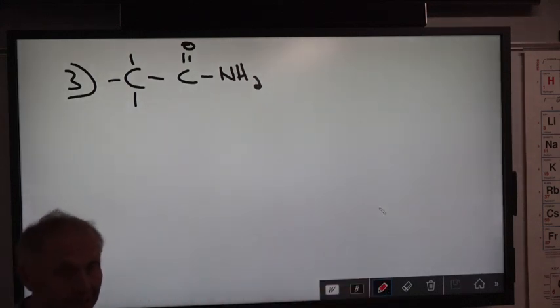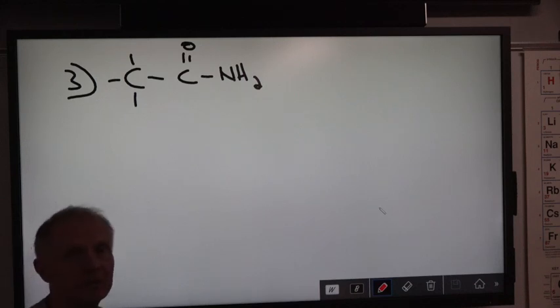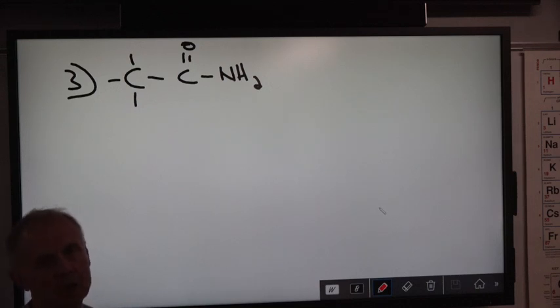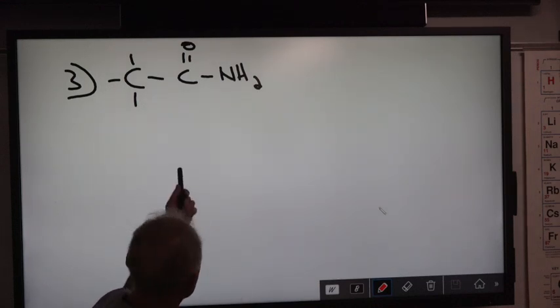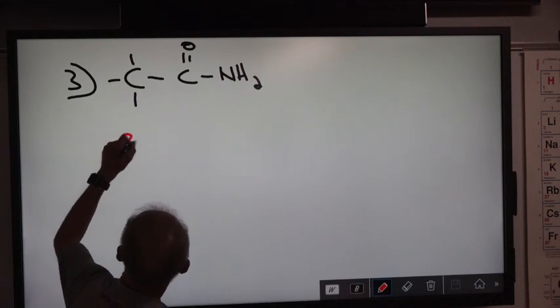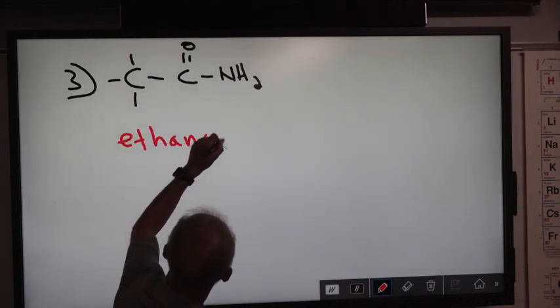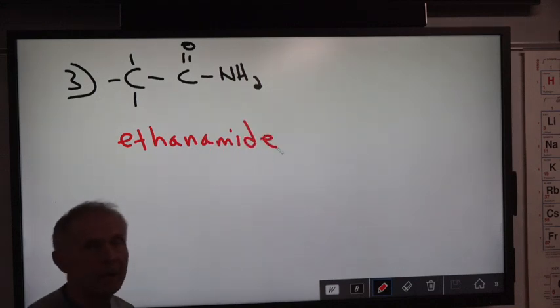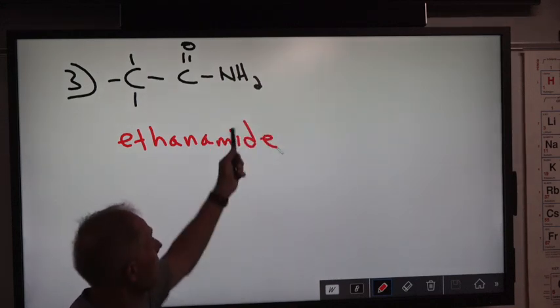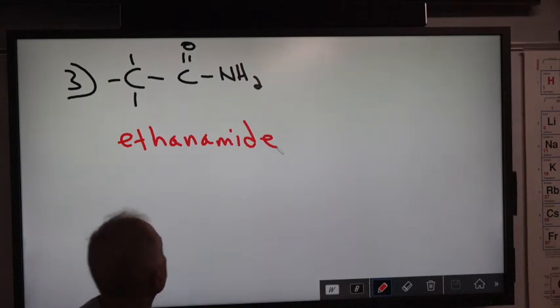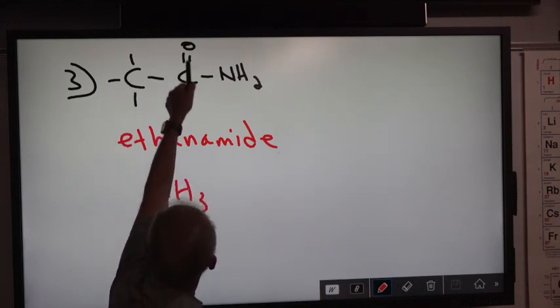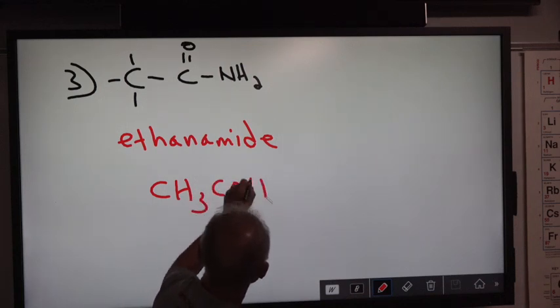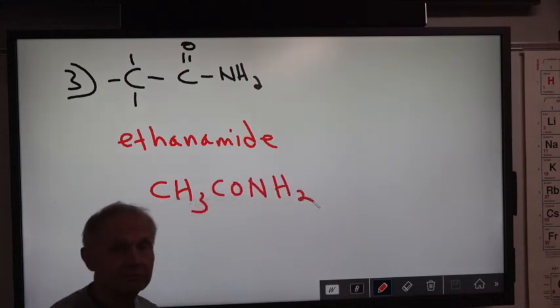So, look at that. That's a pretty small one. So, how many carbons does it have in a row? Two. So your trunk is ethane trunk. But since it's a double bonded O with NH2, you know it's an amide. So the name for this would be ethanamide. Remember, you don't need a number because the functional group always comes off the end. Now let's do the molecular formula. Molecular formula, CH3CONH2. That's it. These are pretty easy.